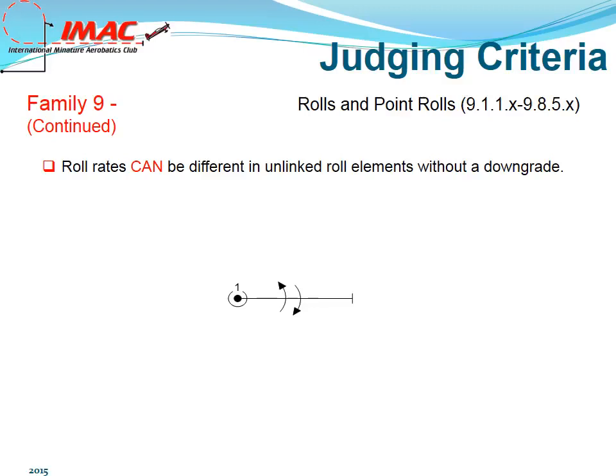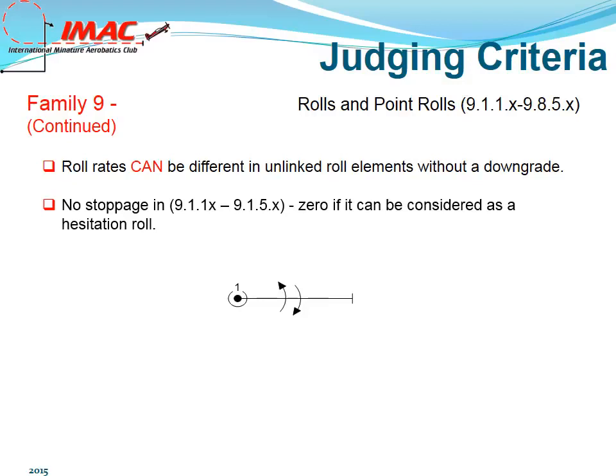Take a look at the example below. The second aileron roll rate does not have to match the first aileron roll rate. No stoppage in 9.1.1 to 9.1.5. 0 if it can be considered as a hesitation roll.